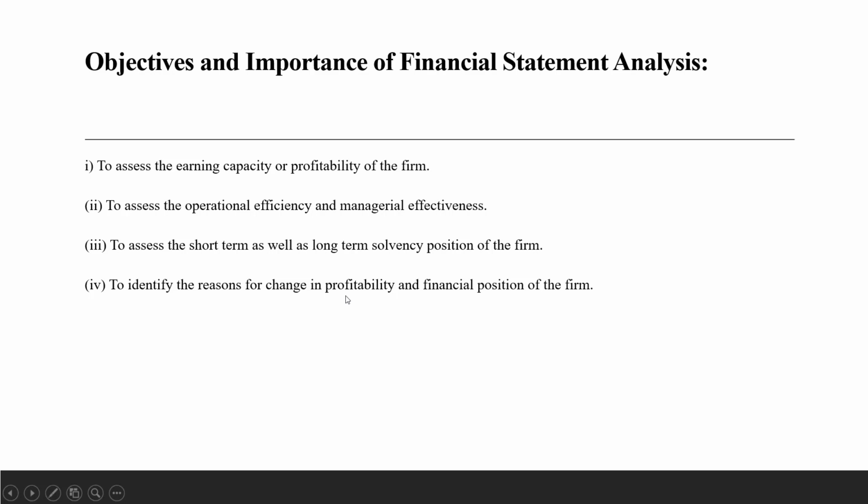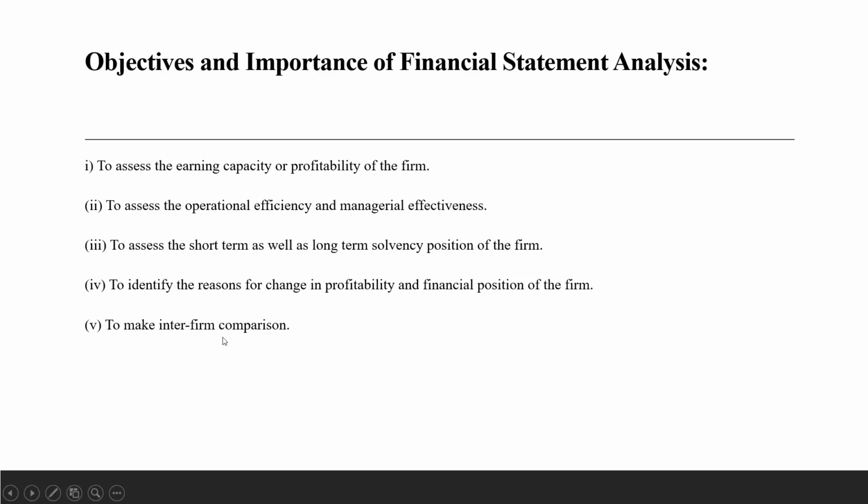Let's say in the first year there was a profit and in the next year there was less profit, then it will be displayed in the balance sheet and the profit and loss account, right? So this is identifying the reason why there were changes in the profits, why the profit increased in one year and in the next year it went down, or maybe why there is a loss. According to that, the balance sheet will show the result of it, right? So to identify the reason for this profitability and the position of the firm, financial statement analysis is used.